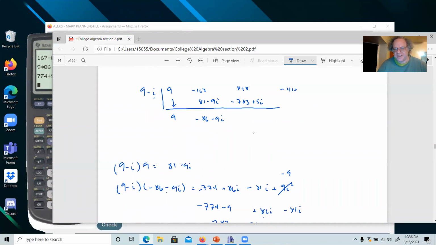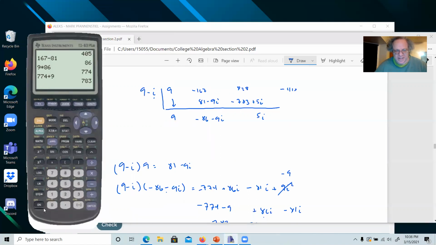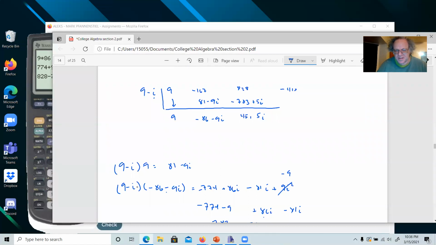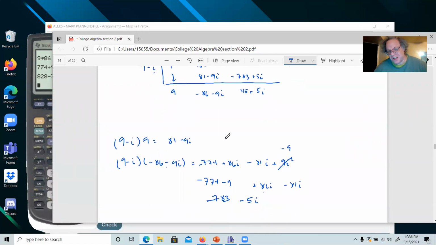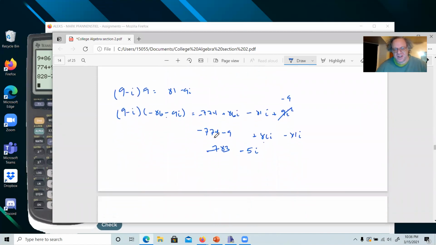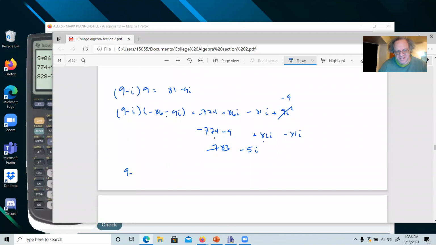And we're just going to add. So we have 5i here, right? And that's going to be what? 828 minus 783, 45. Right? Now we're almost there, right? We have one more to go. So this is going to be 9 minus i. Now we have 45 plus 5i, I believe.